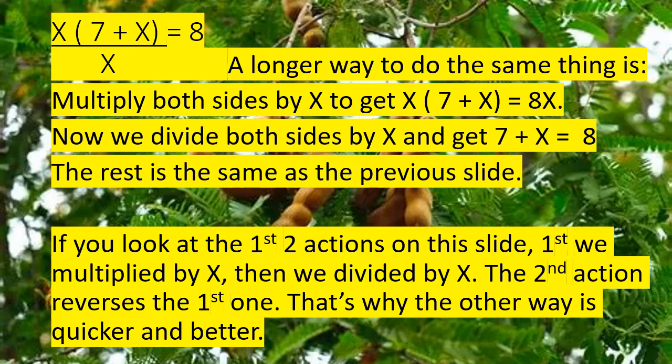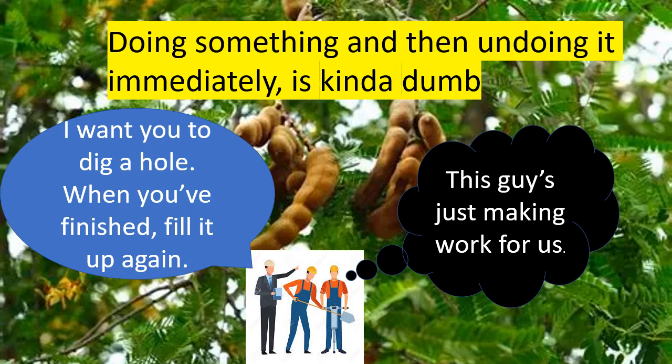If you look at this first action on this slide, we multiplied by x. And then, second action, we divided by x. So the second action reverses the first one. That's why the other way is quicker and better. Doing something and then undoing it immediately is kind of dumb.